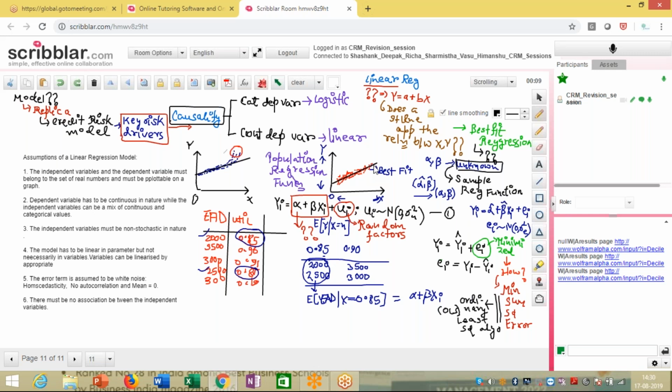Number four is the model has to be linear in parameters, but not necessarily in variables, because if the variables are non-linear, you can apply certain transformations. But if your model parameters are non-linear, it means your system is a non-linear system and you cannot linearize the parameters.